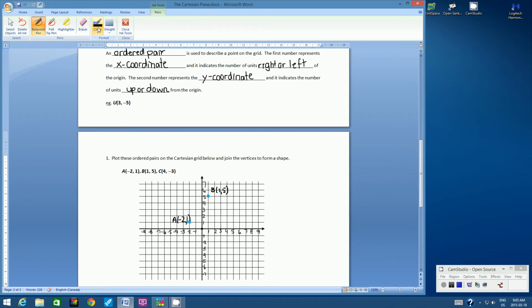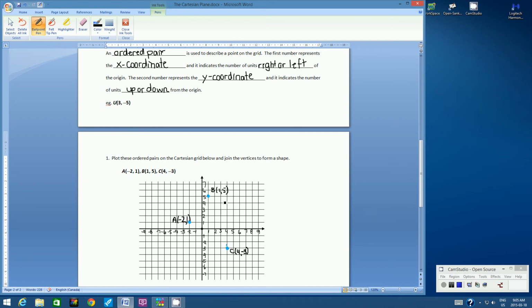Okay? All right, so let's go to the last point, point C, which is (4, -3). So 4 is positive, so we move in the right direction. -3 is downwards. So we move downwards along the y-axis. (4, -3). And please label that point. It is called point C, and its ordered pair is (4, -3).